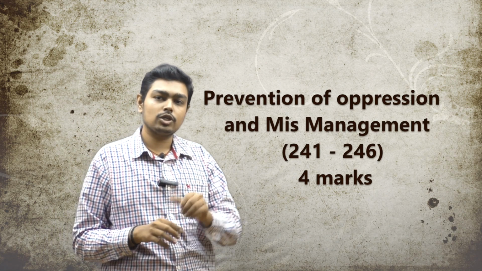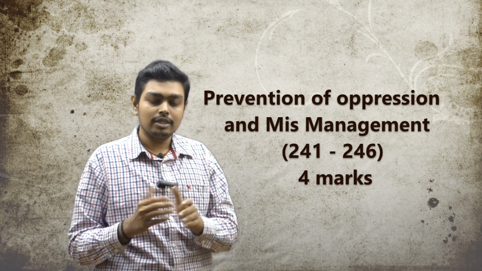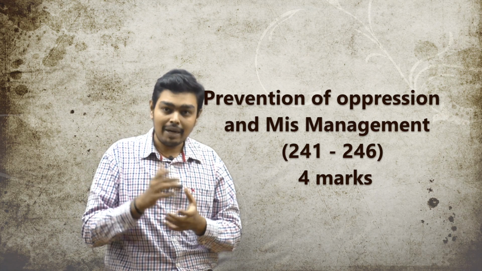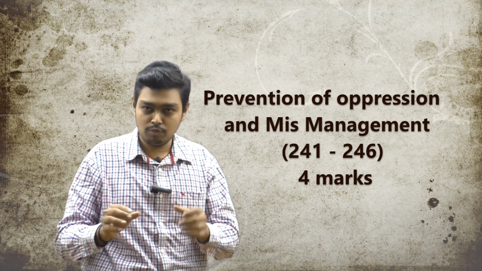Then after compromise and arrangement, prevention of oppression and mismanagement. This is from section 241 to 246. This has been introduced for the May 17 exam and onwards. So mandatory for November 17, they are going to touch more marks here. So minimum 4 marks weightage here. Section 241 to 246, prevention of oppression and mismanagement.